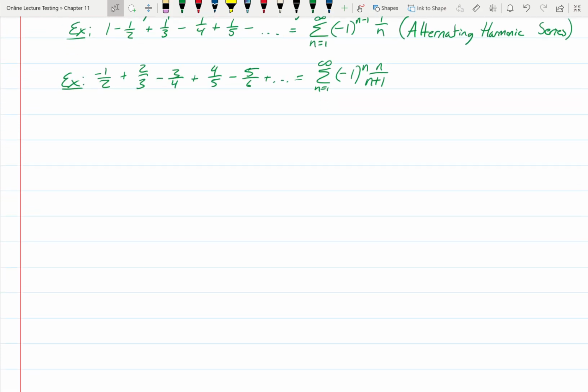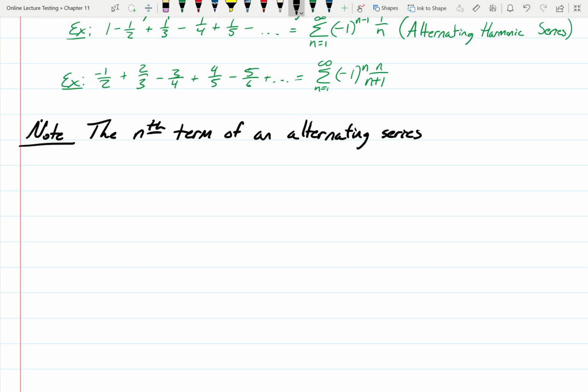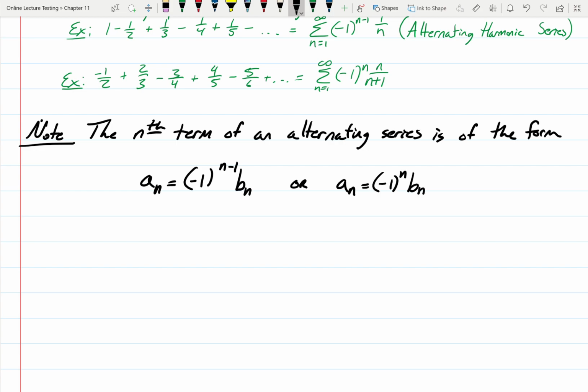All right, one important note to have here is that the nth term of an alternating series is of the form a sub n equals (-1)^(n-1) times b sub n, and we're going to talk about what that b sub n is in a second, or a sub n equals (-1)^n b sub n. What this is saying is if we choose any random term out there, it's either going to be of the form (-1)^(n-1) or (-1)^n. So it's going to be positive or negative.